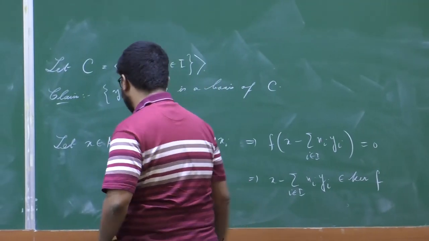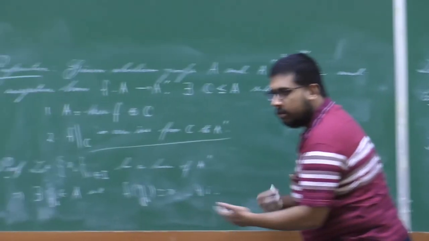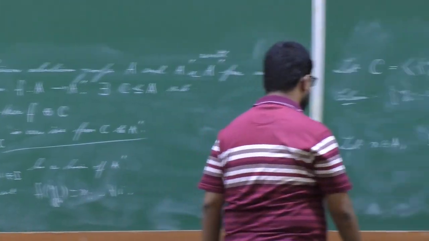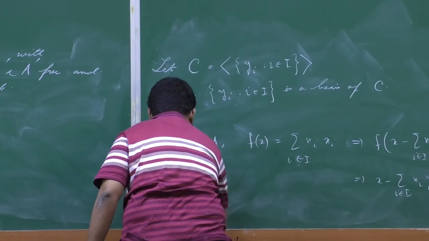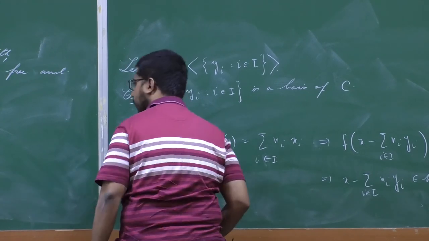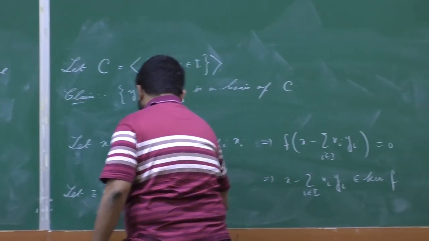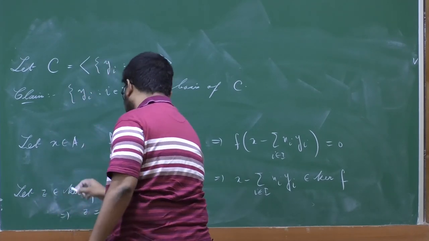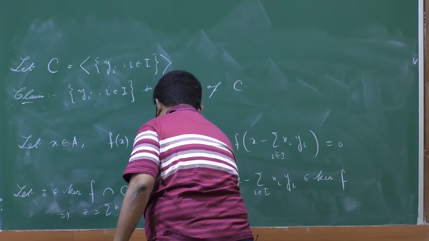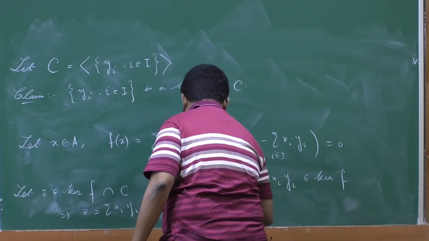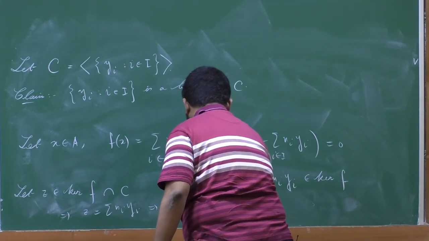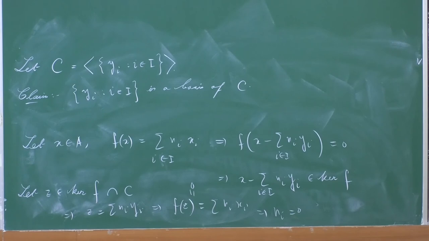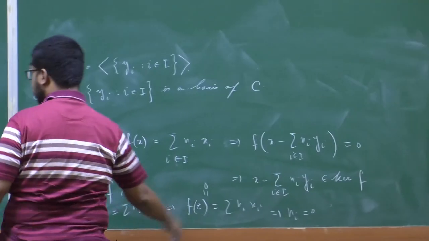Now in order to show it's direct, what we do is take something. This is just an abelian group, and this is the direct sum of its subgroups. So it's enough to show the intersection is trivial. Let z belong to kernel f intersection C. Therefore, it's easy to see that z will be some sum of ni times yi. Then since z is in the kernel as well, f of z will be the sum of ni xi. But since z is in the kernel, this is 0. That will force each ni to be 0. So these are very straightforward arguments. So therefore, z will be trivial. Hence, this is done.